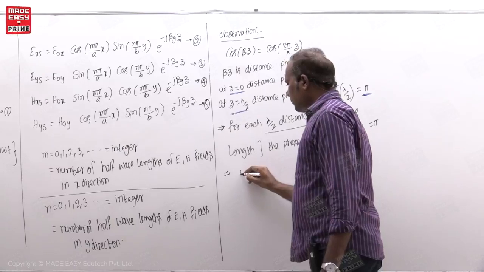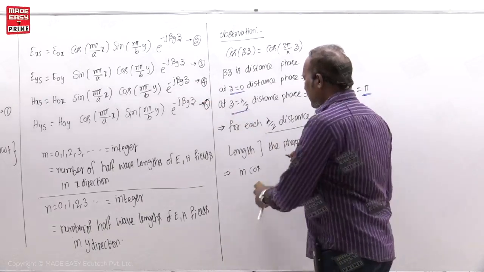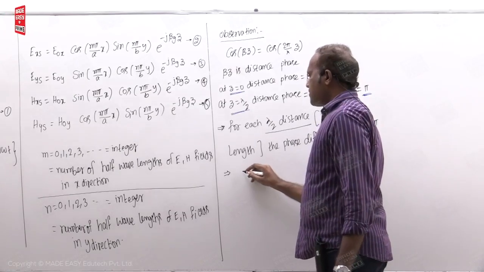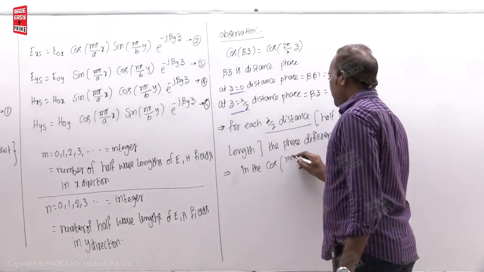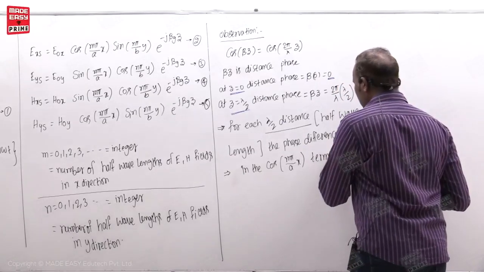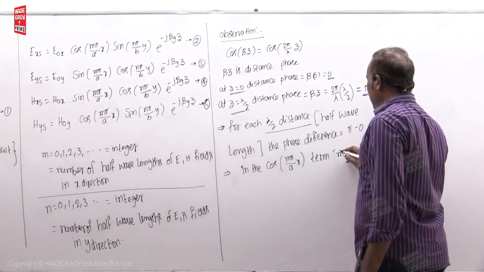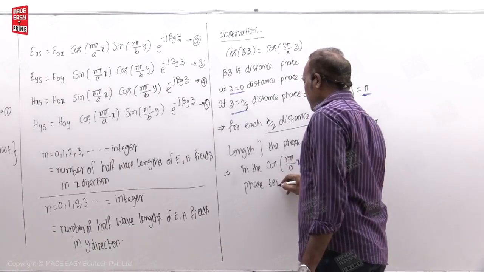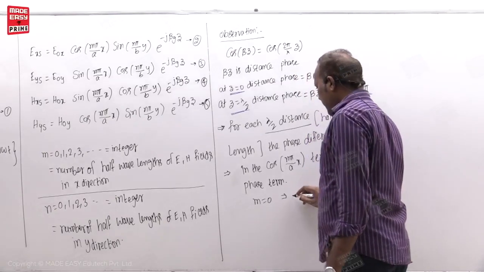So in maybe cos of m pi by a x, or any sin term, the distance cancels, and m into pi is the phase term.